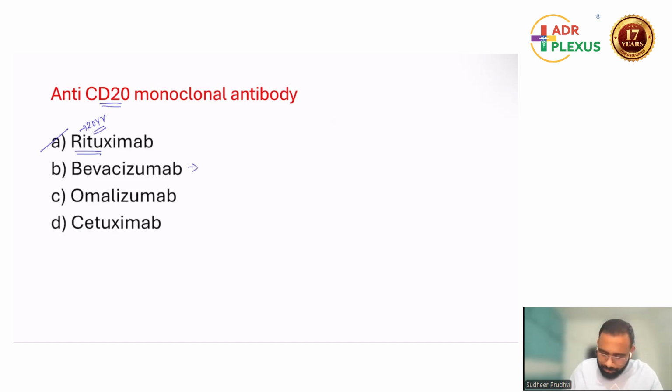Bevacizumab, this is an angiogenesis inhibitor, and omalizumab targets IgE antibody, which is used in bronchial asthma. And the next, cetuximab. Cetuximab is a HER1 antagonist or HER1 blocker, a human epidermal growth factor antagonist. That's all, used in colorectal carcinoma. So that's all about anti-CD20 monoclonal antibody.